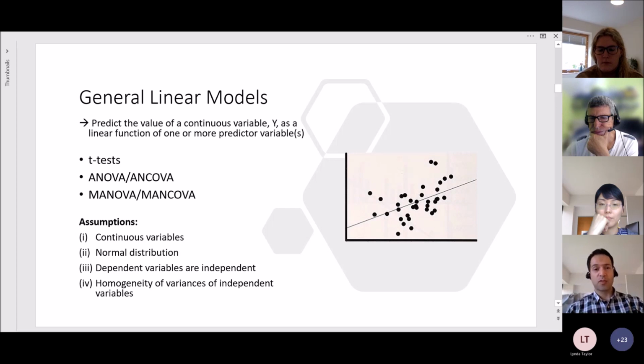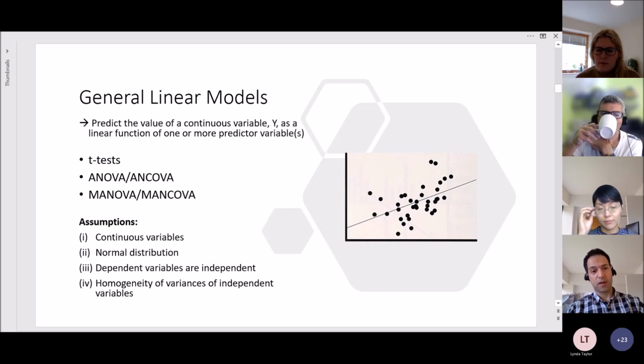There are some questions in research questions that would require the use of general linear models, and it's a big family. I'm sure you have read about them. Some of you might have already been using general linear models, and they consist of t-tests, ANOVAs and ANCOVAs, MANOVA and MANCOVA. ANOVA being the analysis of variance, ANCOVA being the analysis of covariance, and multivariate analysis of covariance and multivariate analysis of variance. Why do we use these techniques?